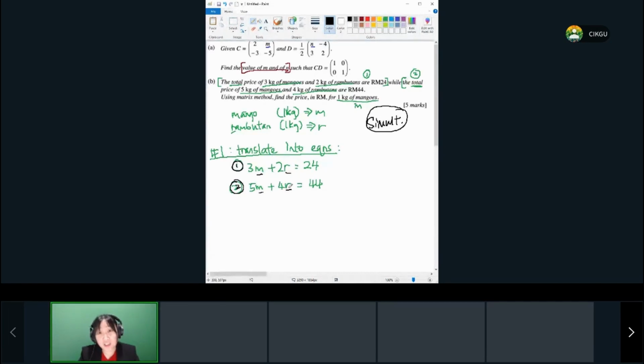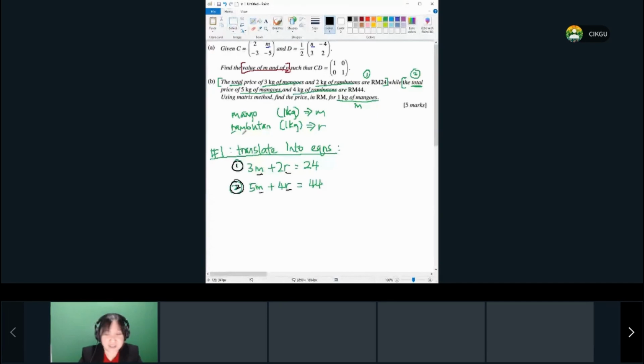So for those who did enough past year papers or enough trial papers, you would have seen this pattern already. Every time they ask you to do matrix, most probably you have to come up with 2 equations by yourself with 2 unknowns. And how to identify the unknowns very easily? Just look at what they're asking for. Whatever they ask you to find, that must be the unknown already, because that's what you're supposed to solve.